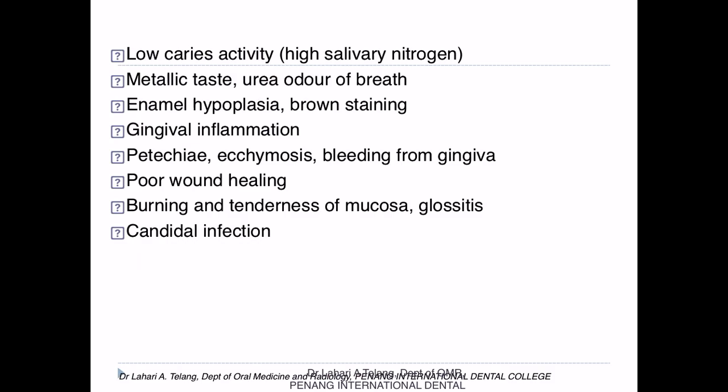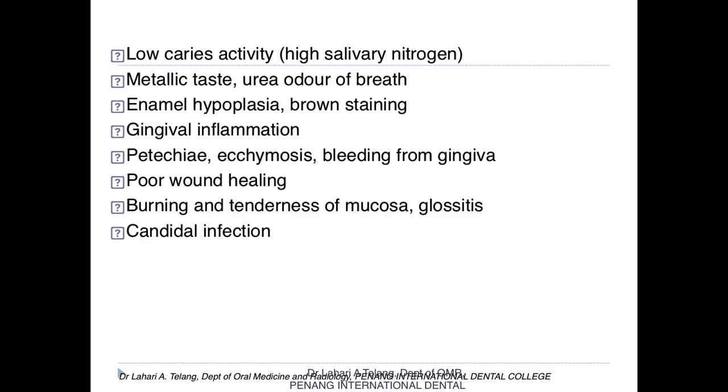Surprisingly, these patients have low caries activity in spite of having dry mouth, reason being high salivary nitrogen content. But again, this is not necessarily true, because some of these patients would also have a component of neglect, and so that's why caries activity is something more than necessarily what we're seeing here.